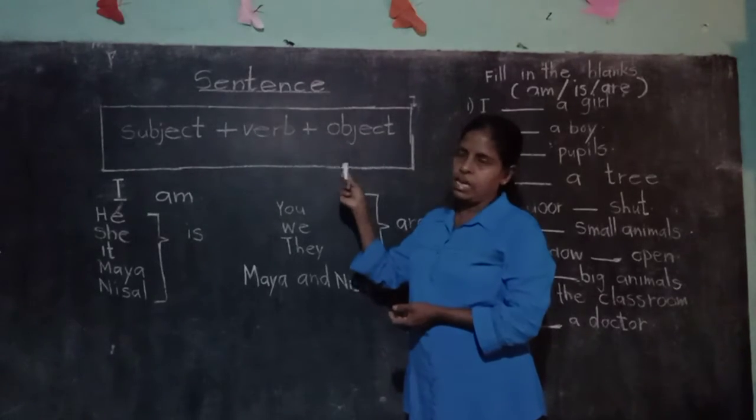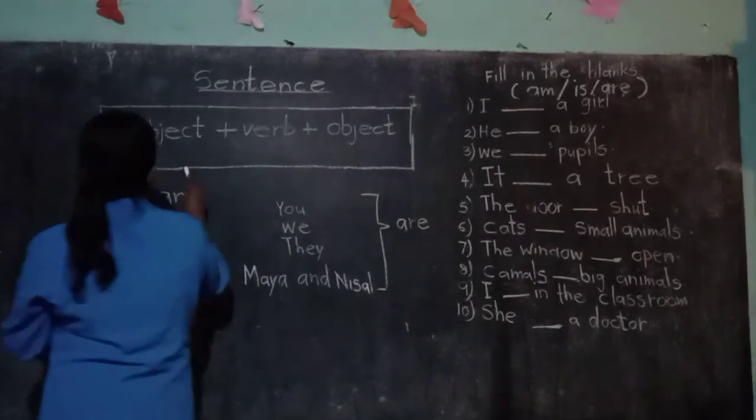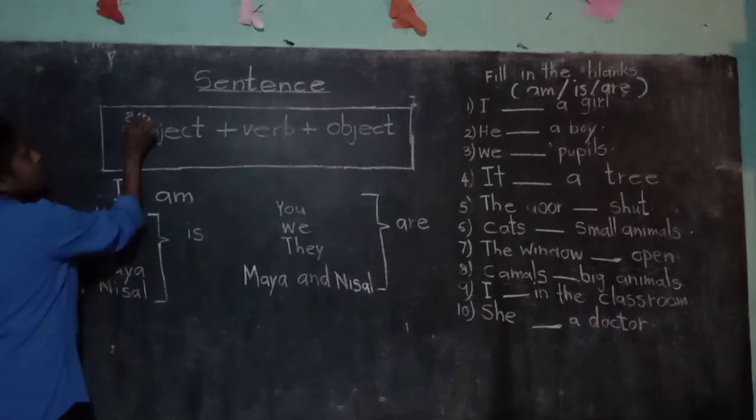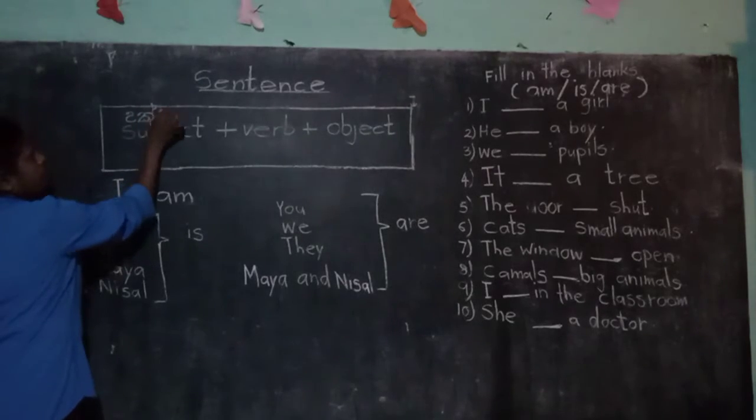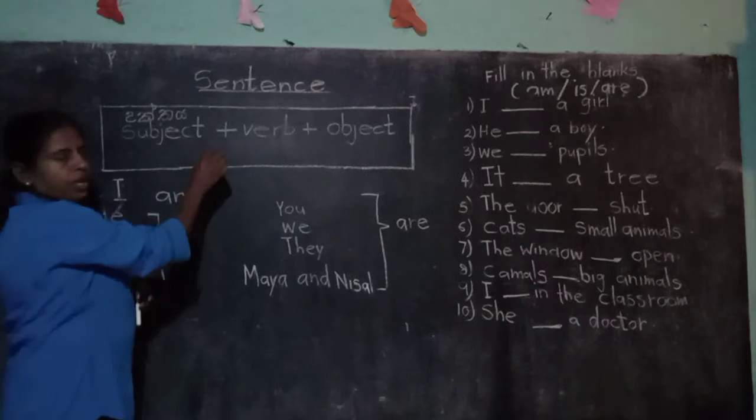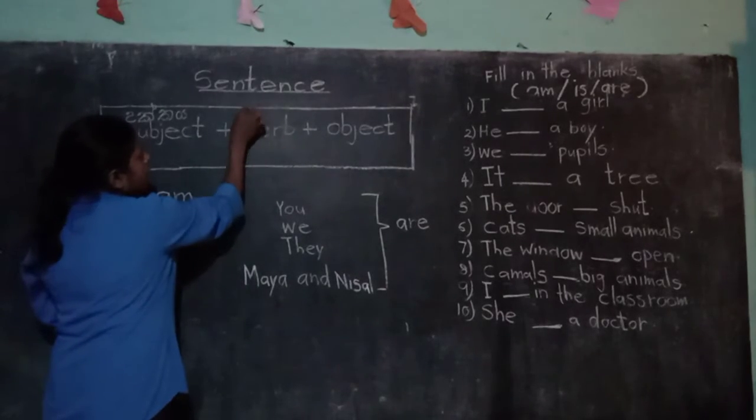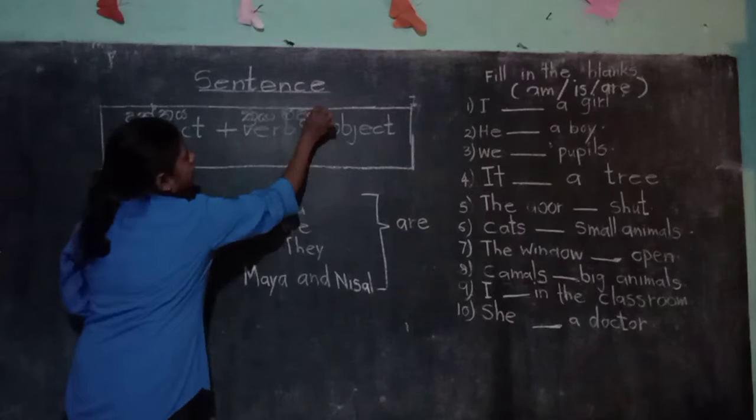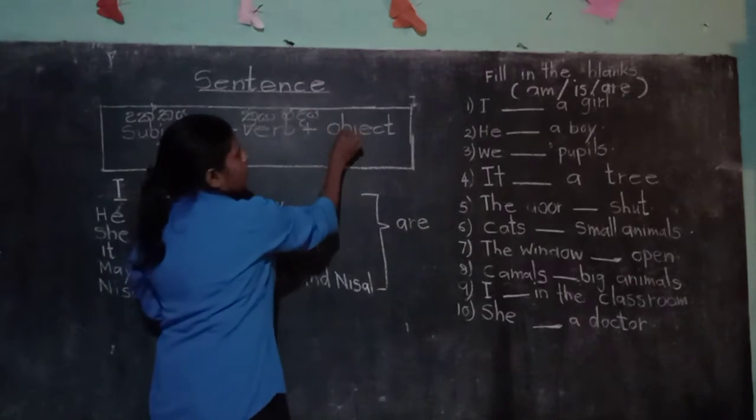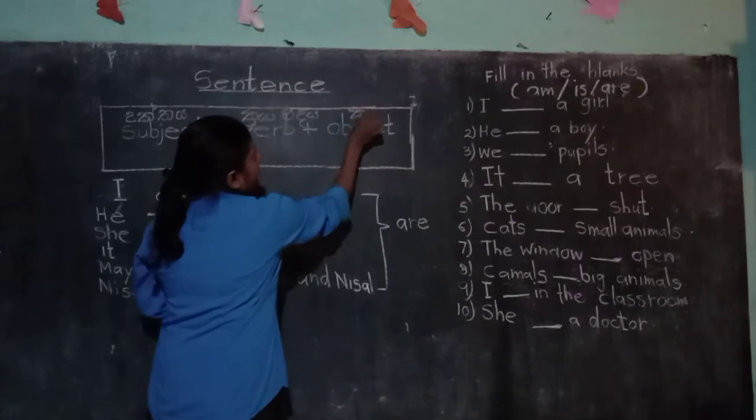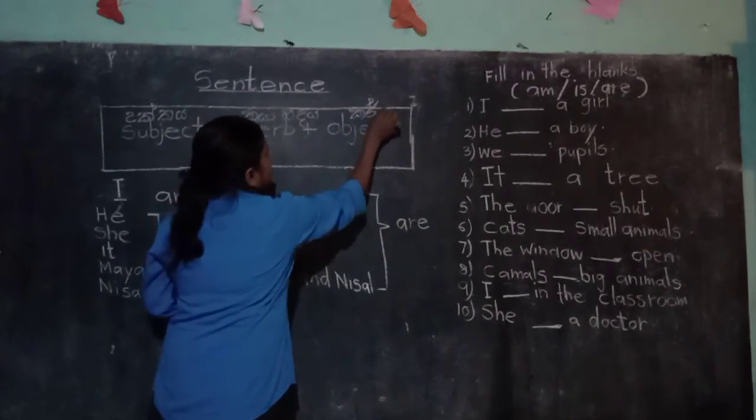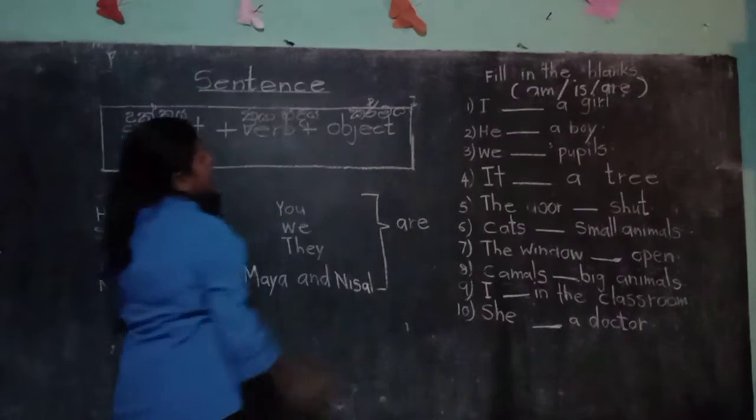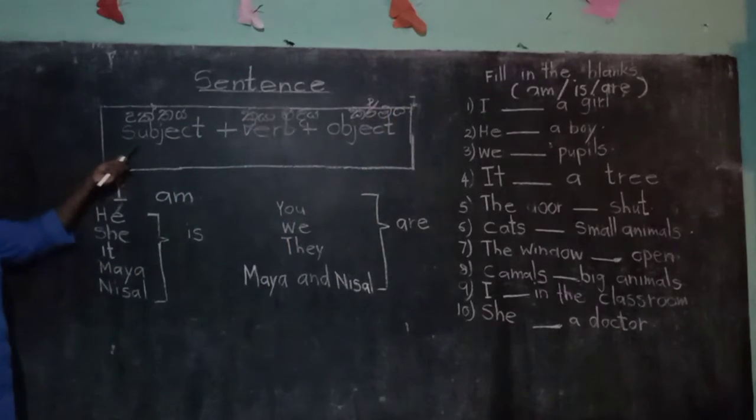Object, the rest of the part. Ithuru kotasa. Eke yanne karmaya. Subject. Utta padaya. Uttaya. Eke yanne karana kena. Verb. Kriya padaya. Object, karmaya. Right.